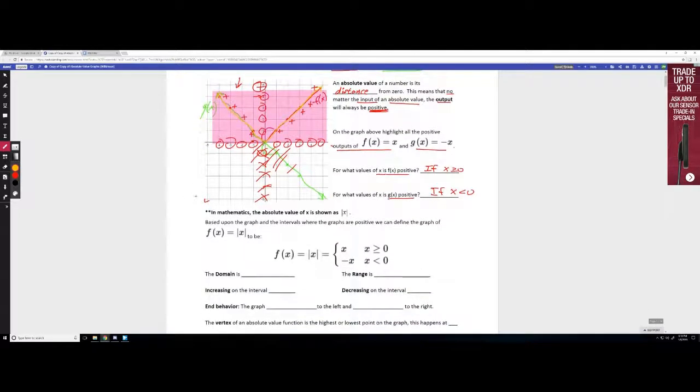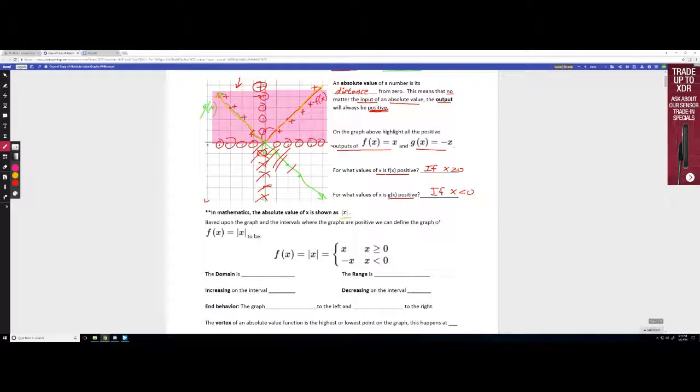So let's look at the definition, because this is what's leading into it. In mathematics, the absolute value of x is written as absolute value of x, that box. You got to think, if I plug in any number, out comes a positive.